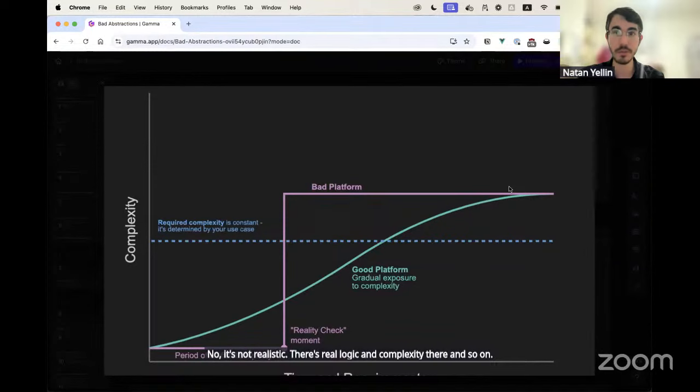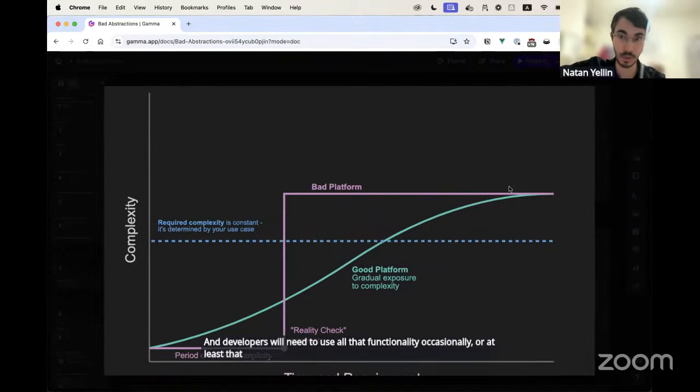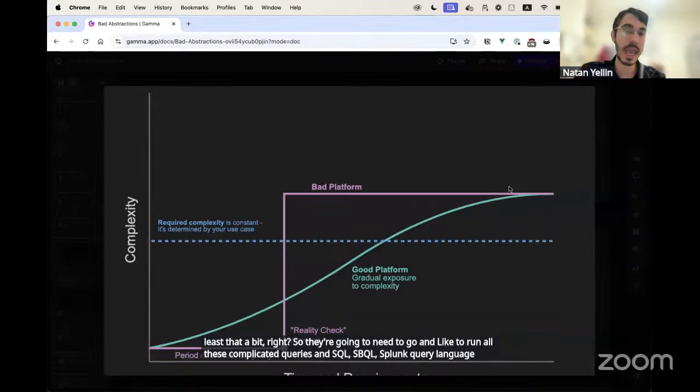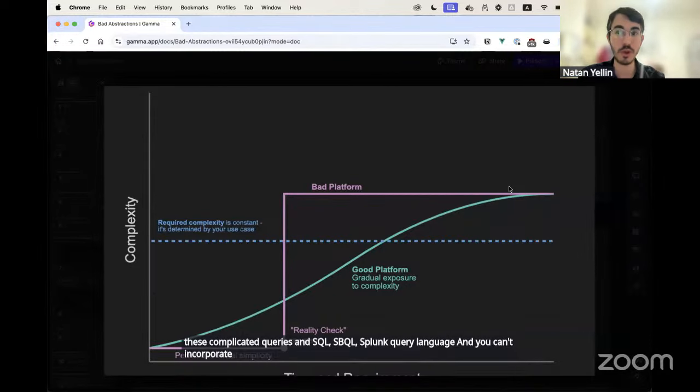Developers will need to use all that functionality occasionally, or at least a lot of it. They're going to need to run all these complicated queries in Splunk query language, and you can't incorporate all that into your platform. That shouldn't be your goal, because your goal is not to abstract it away. Your goal is to help with the learning curve.